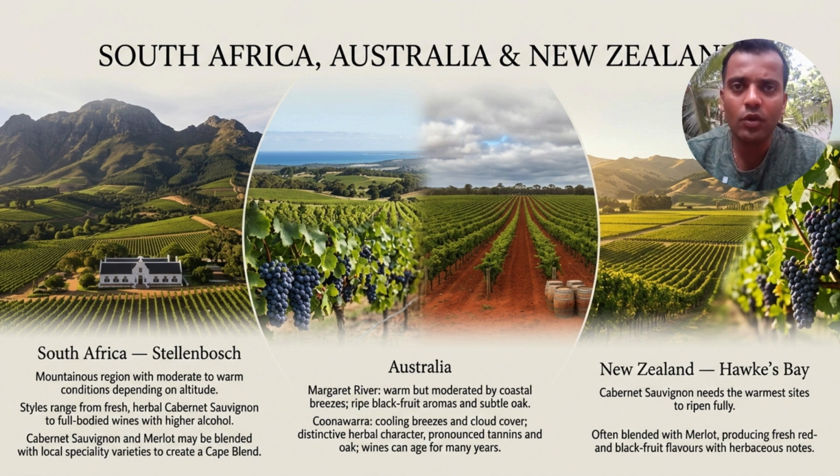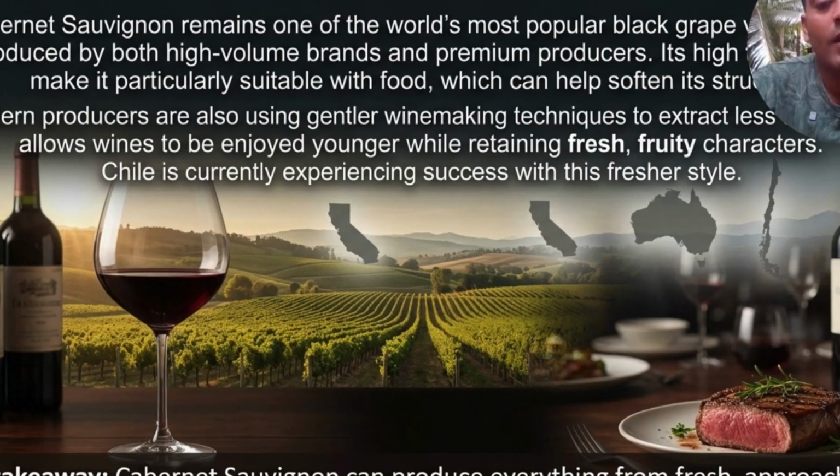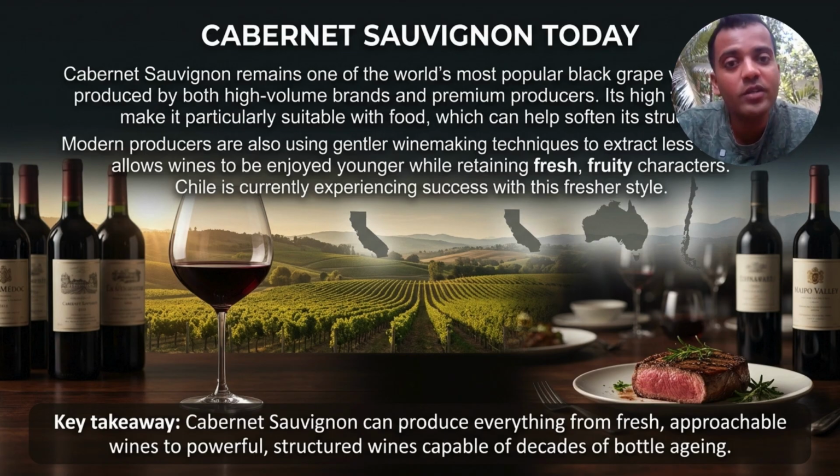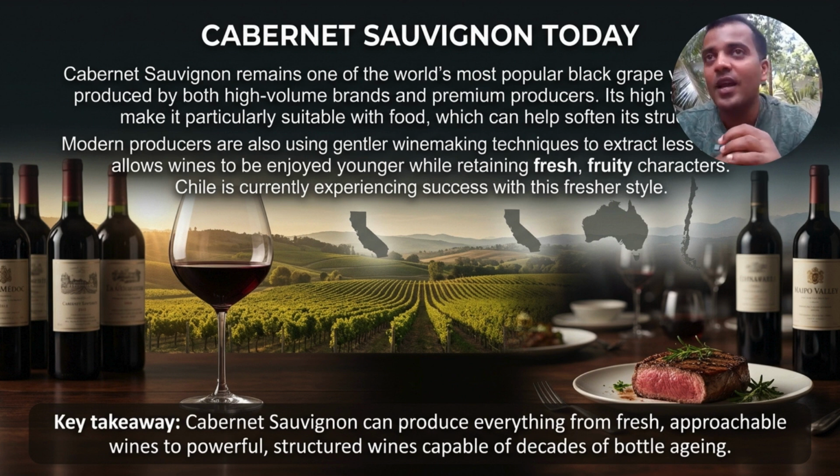So this is pretty much all we need to know about South Africa, Stellenbosch, Australia, of course Margaret River and Coonawarra, and then Hawke's Bay in New Zealand. Cabernet Sauvignon today: it remains one of the world's most popular black grape varieties. Arguably, it is one of the most popular grape varieties among people who love wine. As they walk into the restaurant, they simply ask, glass of red wine? Yeah, glass of Cabernet Sauvignon. They always prefer Cabernet Sauvignon.